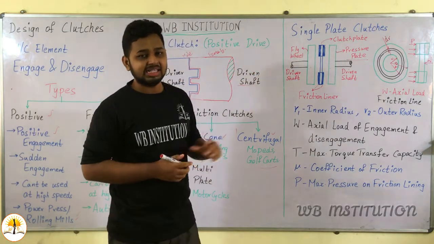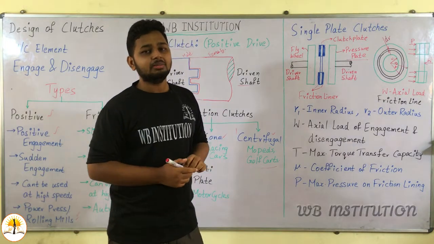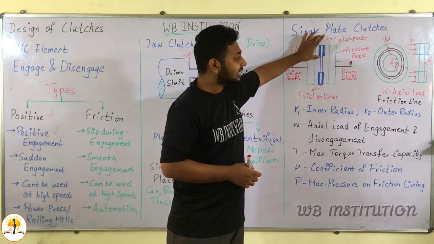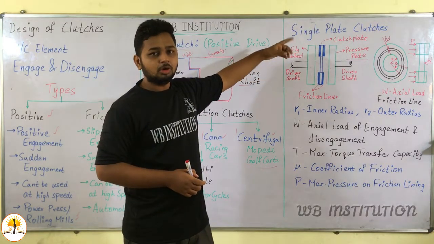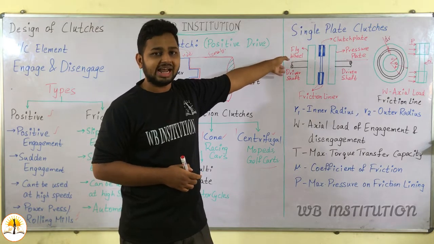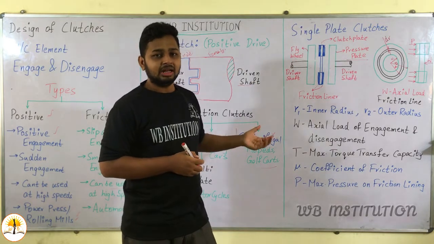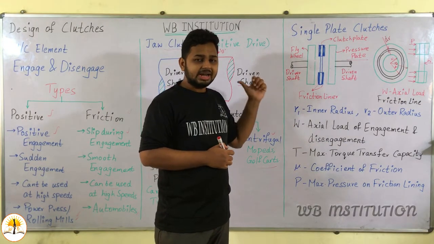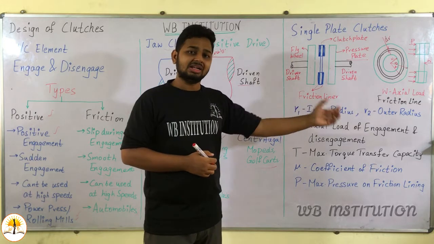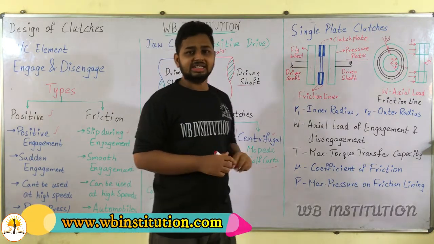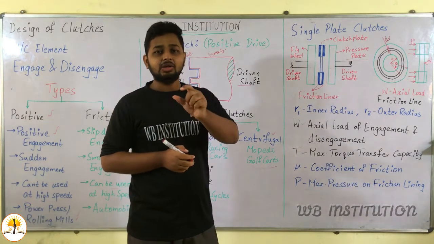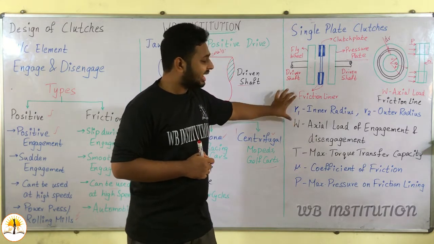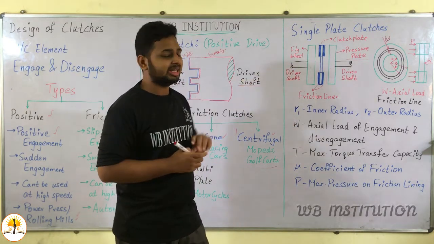Now let us derive an expression for the single plate clutch. Here we are mainly discussing the pressure acting on the clutch plate and also the amount of torque which can be transferred from the driver pulley to the driven pulley. The main result which we are going to calculate in the design of single plate clutches, or any type of clutch, is the amount of power transmitted. In other terms, for the power transmitted we have to calculate the torque. So the torque will be the main agenda to calculate in this design of single plate clutches.